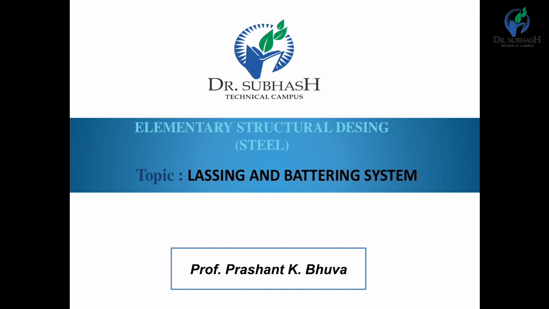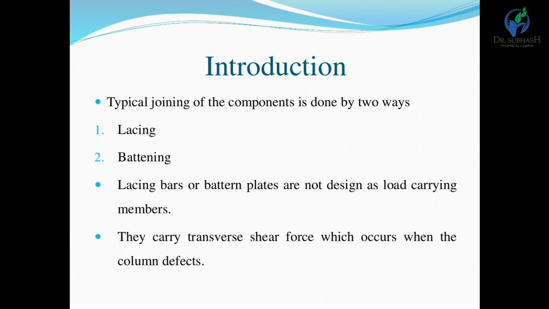They are generally made up of angle, channel or I sections and properly connected along their length. These typical joints are called lacing or battening. So the joining of components is done in two ways, namely lacing and battening. Lacing bars or batten plates are not designed as load carrying members, but they can carry transverse shear force which occurs when the column buckles.